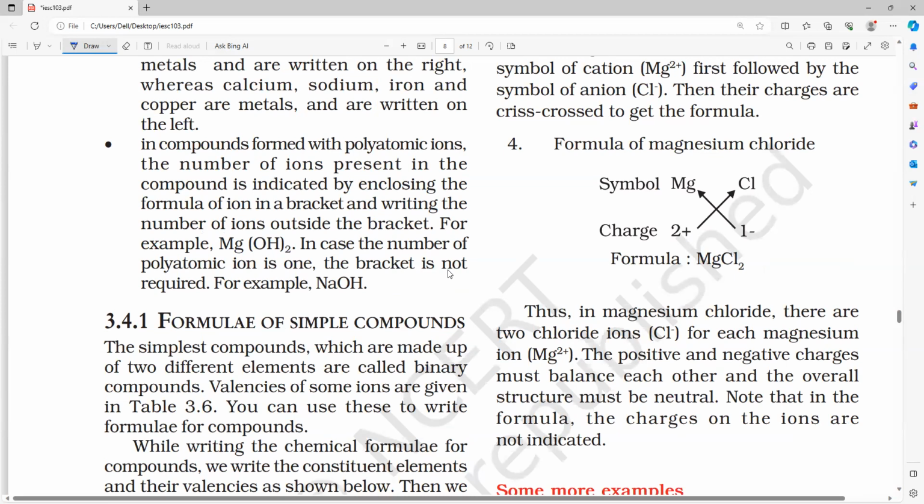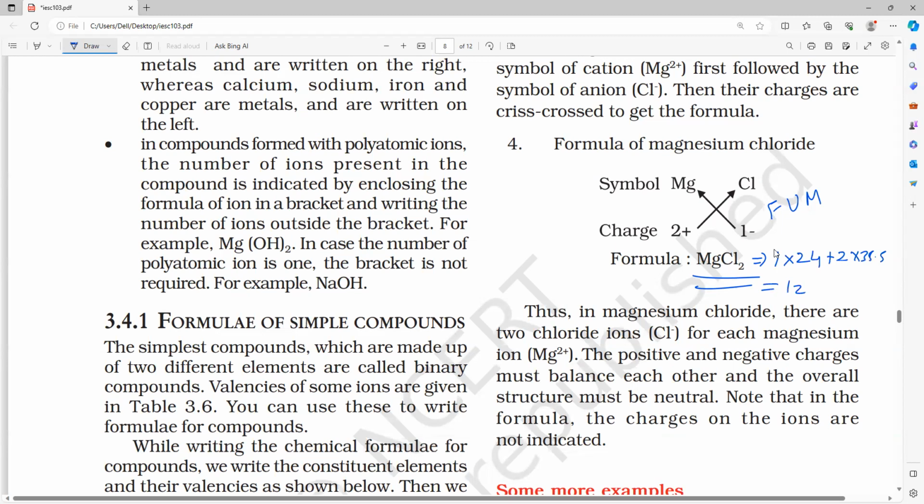Magnesium chloride, ionic compound or covalent compound? It is an ionic compound, because it is plus to minus, donating and receiving. So the number of atoms of magnesium, 1, into the atomic mass of magnesium. Atomic mass of magnesium is 24. Plus number of chlorine ions, 2 into 35.5.